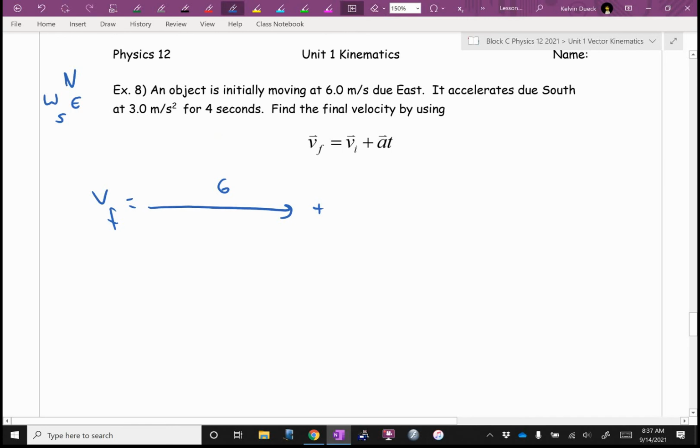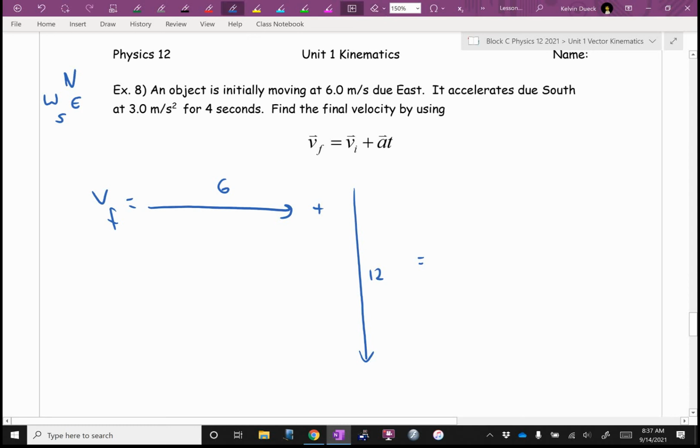What would 3 times 4 be? What would 3 south times 4 be? 12. My scale is terrible. The 12 should be twice as long. I'll fix that in my triangle.